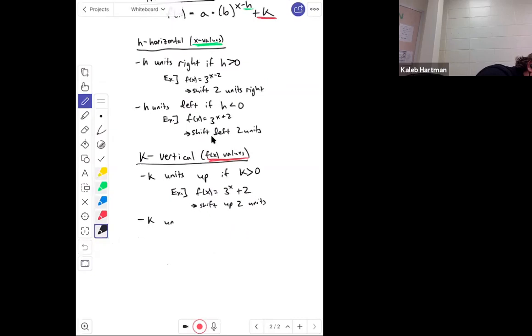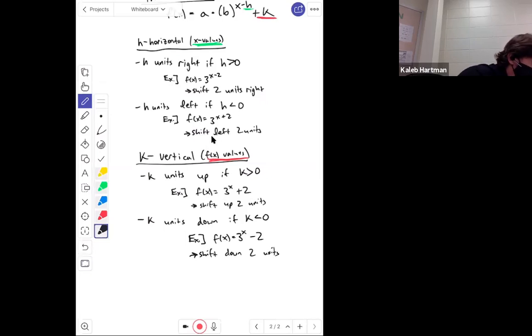It's going to move us K units down if K is less than 0. So if we had 3 to the power of x minus 2, now K is less than 0, so this is a shift down 2 units. A lot of writing.